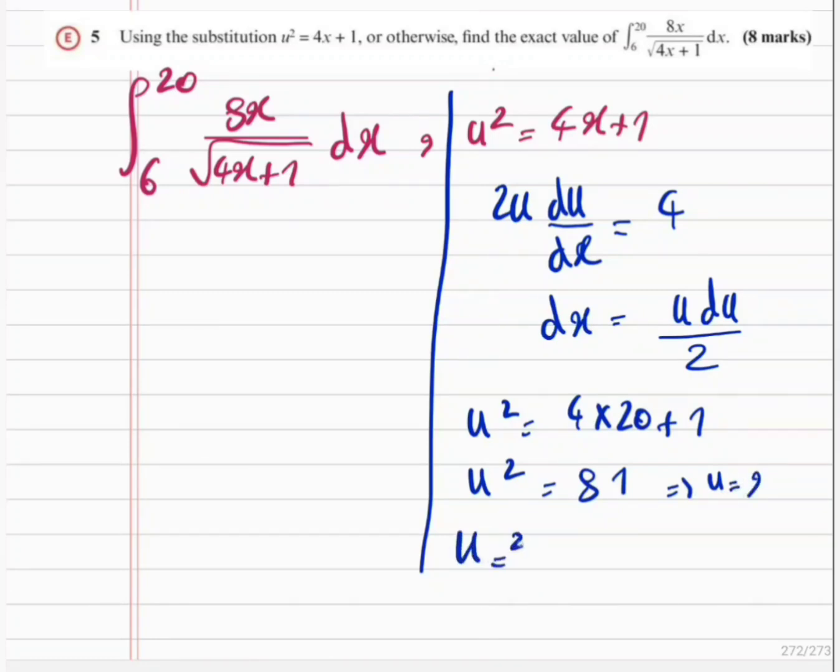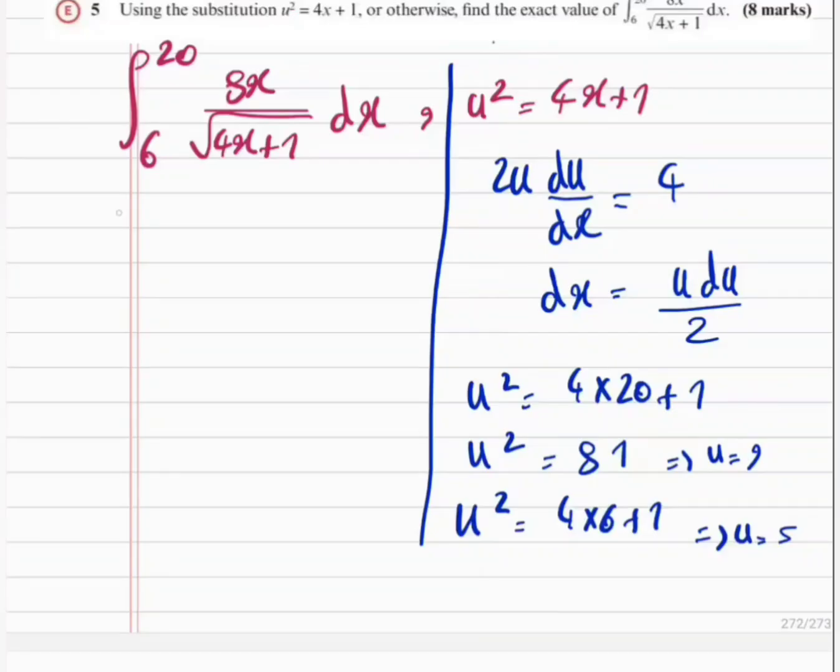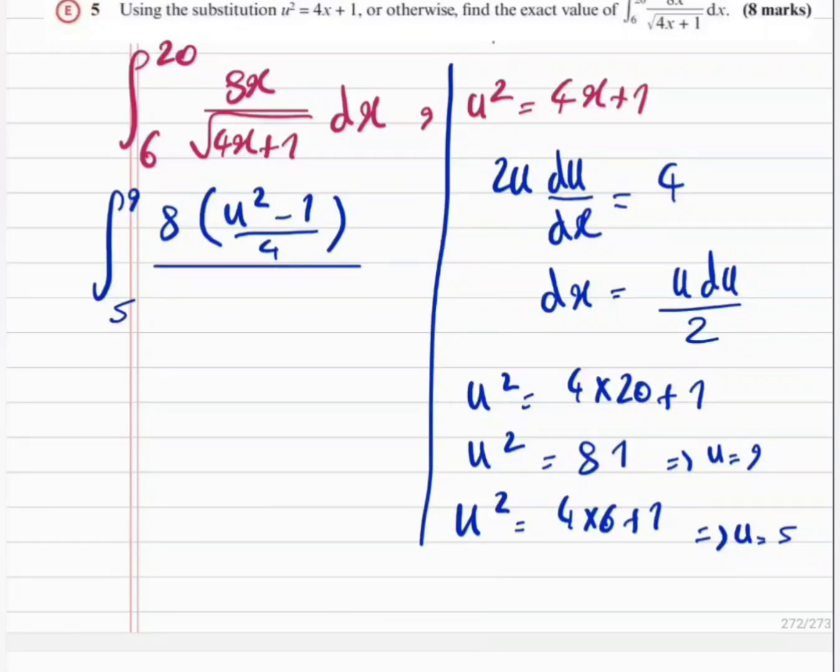And when x, let me correct this, when x is equal to 6, then u is equal to 5. Now we substitute this, and the limits are 9 and 5. On the numerator we have 8x, so we can rearrange this, because u squared minus 1 over 4 is equal to x. So we'll have 8 times u squared minus 1 over 4. On the denominator, we just have root u squared, which is just u. And for dx, we substitute u du over 2.